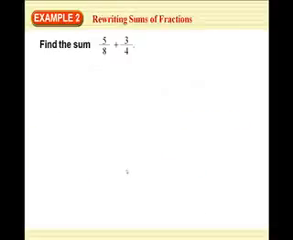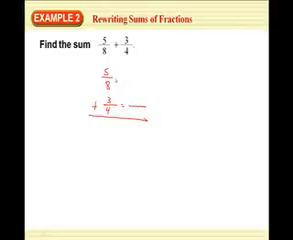So find the sum of 5/8 plus 3/4. So again, I like to write them on top of each other so I can rewrite them, line everything up all nice. I need the LCD of 8 and 4. Well, that's easy, 8. This one already has an 8, so you just bring it over. 4 times 2. 3 times 2 is 6. 6 plus 5 is 11 over 8.